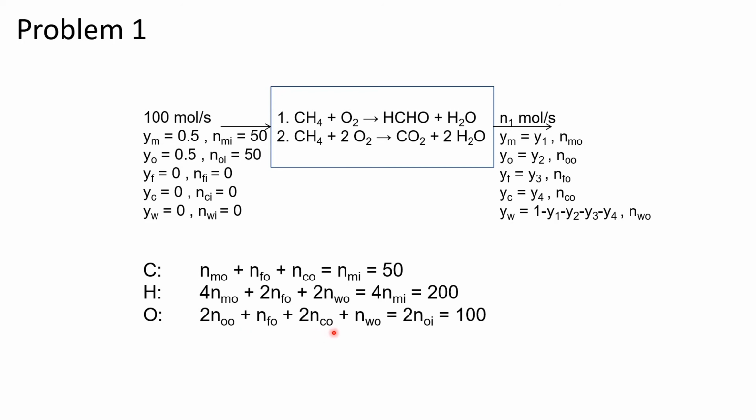Next, let's look at the CO2. We'll take the flow rate of CO2 times 2 atoms of oxygen per molecule of CO2. And finally, we'll move on to water. Water has 1 atom of oxygen per molecule, so we'll put a 1 times the flow rate of water. The sum of these four terms is the flow rate of oxygen out. We'll set that equal to the flow rate of oxygen in.